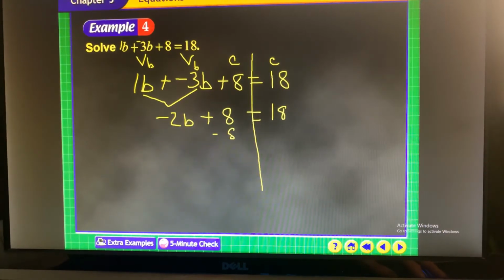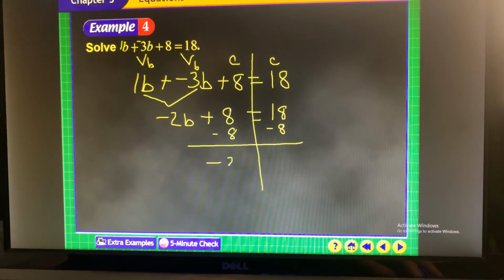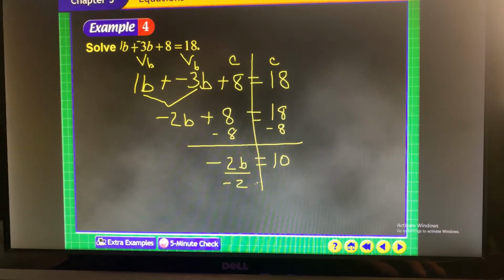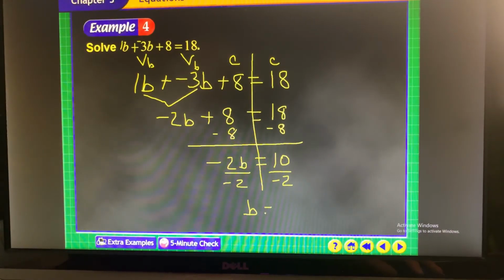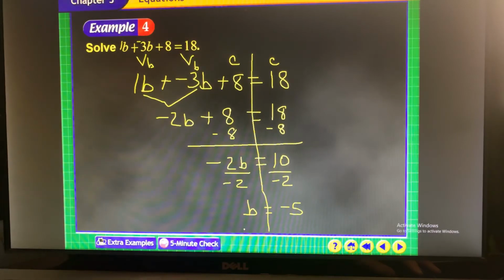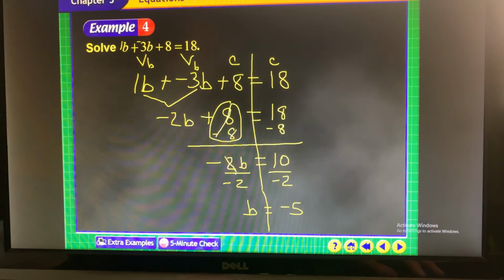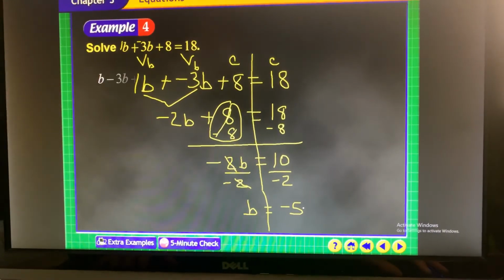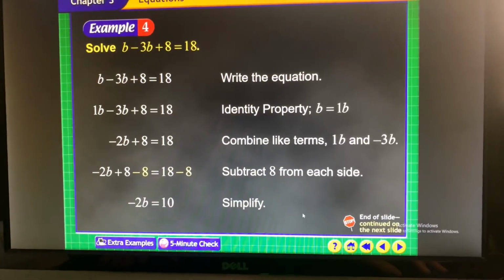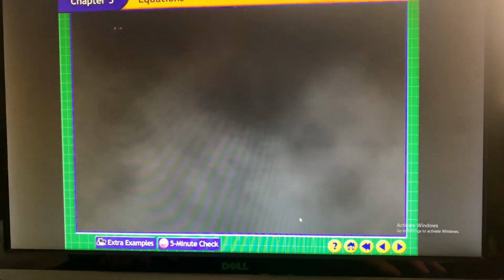Go ahead and add your negative 8, your additive inverse over there. You have negative 2b is equal to 10. Multiplication, undo with division. Divide both sides by negative 2. And b is equal to negative 5. And then go ahead and plug it back in, check it and make sure that's correct. So remember, that's your additive inverse and that's your multiplicative inverse.